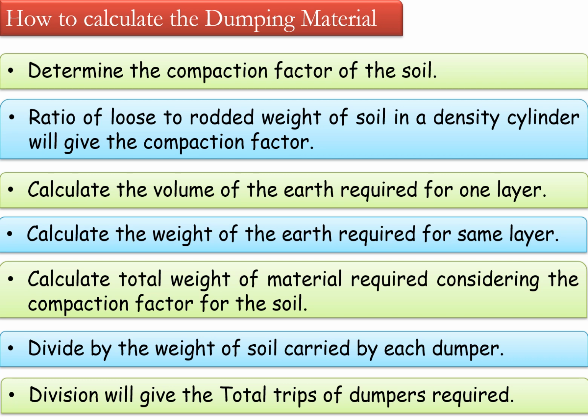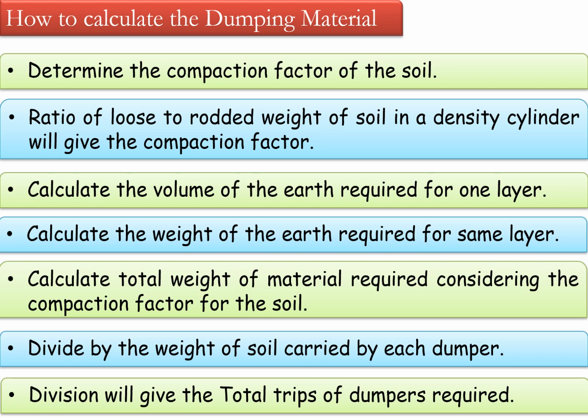Now what is required is to calculate the volume of the earth required for one layer, then calculate the weight of the earth required for the same layer. Once you know the weight of the earth required for the layer, you can get the total weight of the material required considering the compaction factor of that particular soil. That means if it is 20%, say 1.2 times or 1.3 times, that factor you need to multiply in order to get the total weight of the materials required.